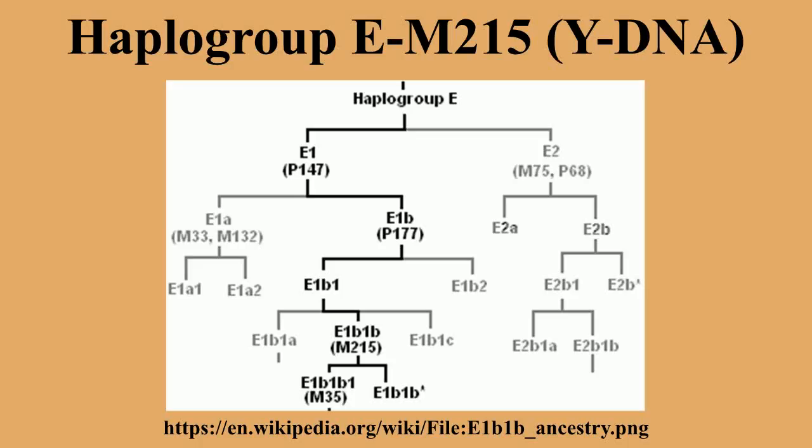Human Y-chromosome DNA haplogroup E-M215, also referred to in the literature by other names such as E1b1b and E3b, is a major Y-chromosome haplogroup. It is a division of the macrohaplogroup E-M96, which is defined by the single-nucleotide polymorphism mutation M215.